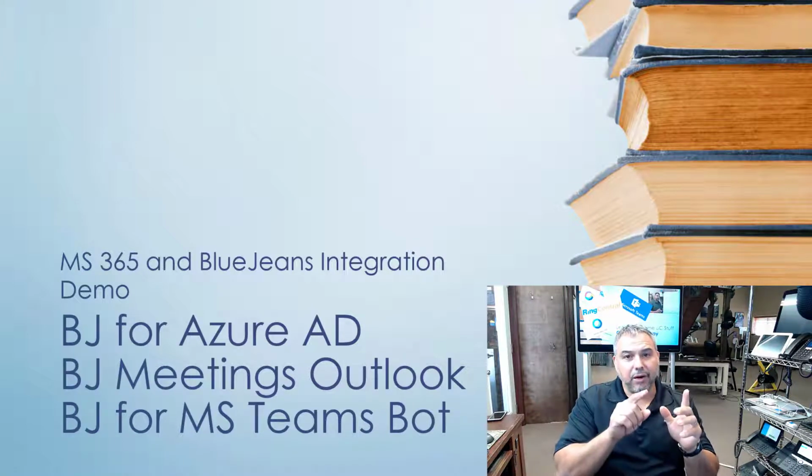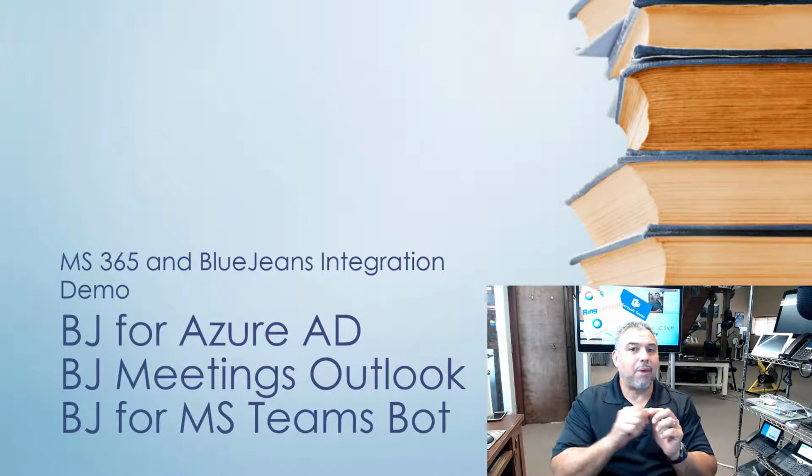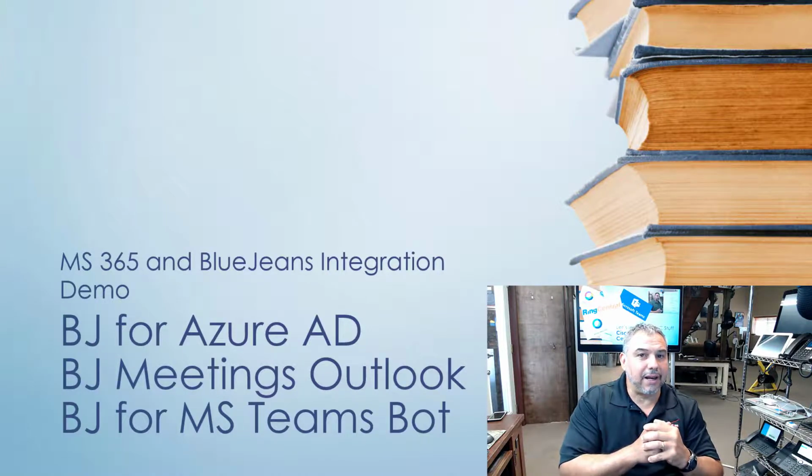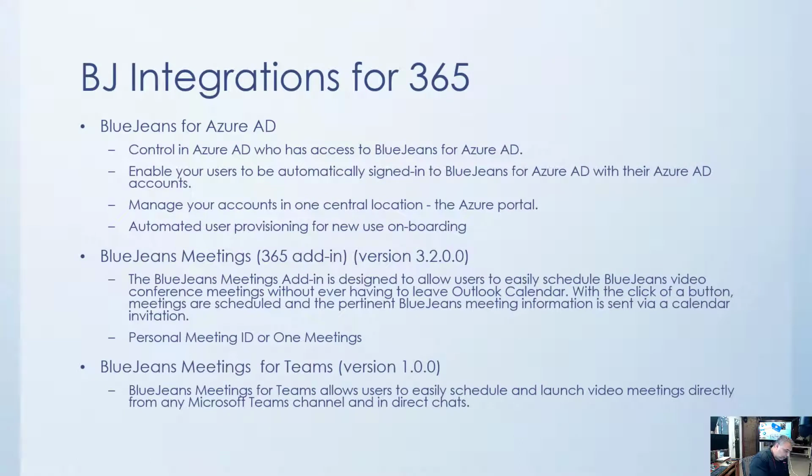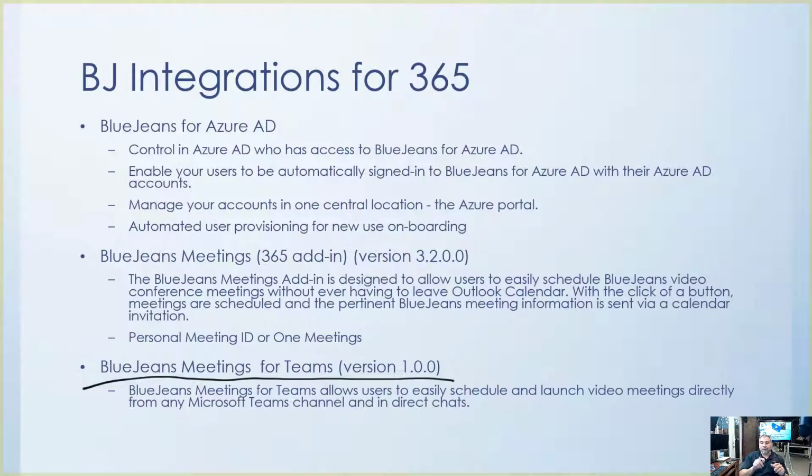This is a three-part series demoing how you can streamline your BlueJeans video conferencing by integrating right into your Microsoft 365 tenant. Okay, let's talk about the BlueJeans Meetings for Teams. This feature integrates right into Microsoft Teams and allows users to easily add BlueJeans video conferencing personal meetings and also one-time meetings right into a Microsoft Teams channel. You can also do it in a direct chat as well. I'll show you how to do that.